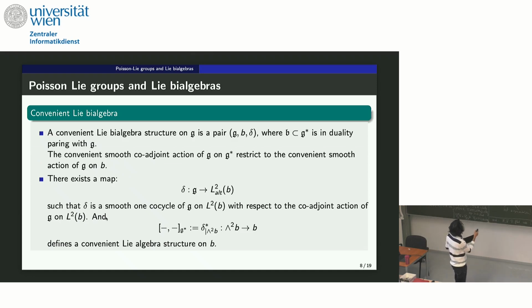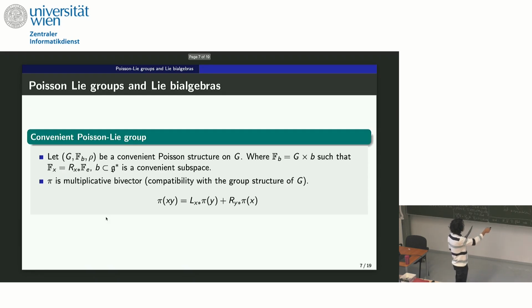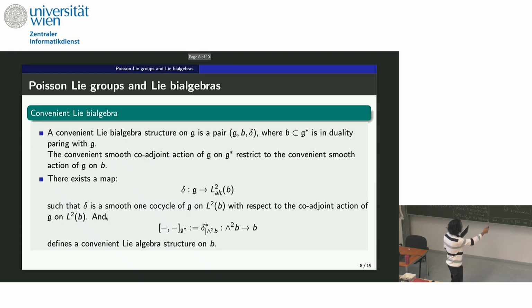Now we go on to define the convenient Lie bialgebra structure. This is again a pair G, B, and this delta. So this G is a Lie algebra, and this B is a subset of this bounded dual. What we need is a map delta from G to the space of all alternating bilinear maps on B. To make this map well defined, we have to assume that the smooth coadjoint action of G on G star restricts to the convenient smooth action of G on B.